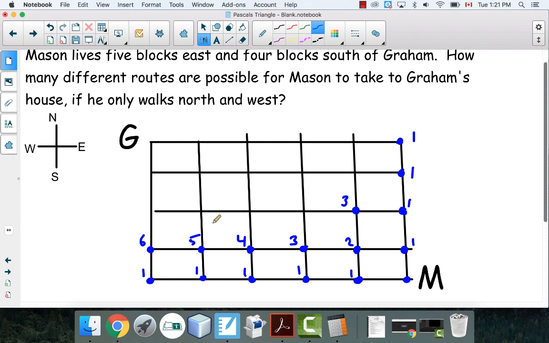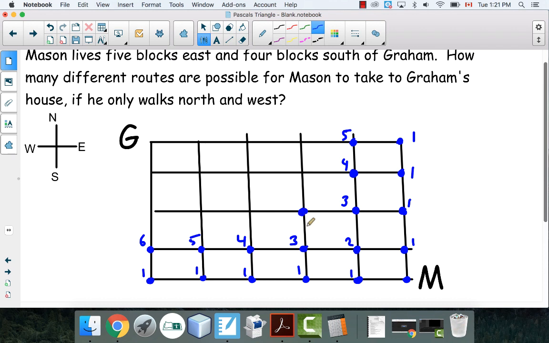Gives me 6 ways of getting there. Okay, let's come back over here now. This location here, I've got 1 coming out of there and 3 different possibilities coming out of here, which means I have 4 ways of getting to that circle. And this circle right here, I actually have 5. So 1 coming out of here and 4 coming out from the bottom here.